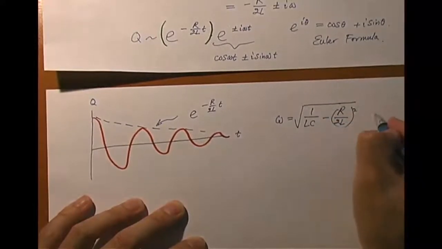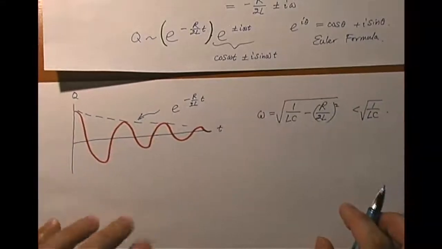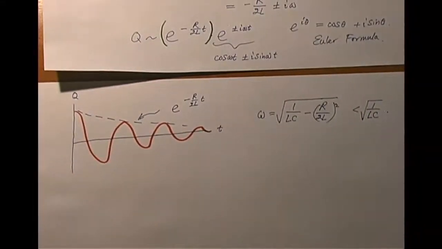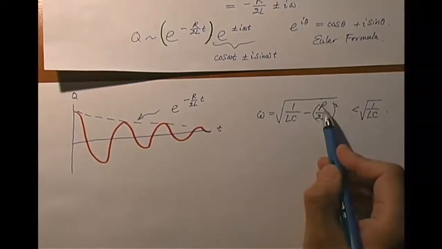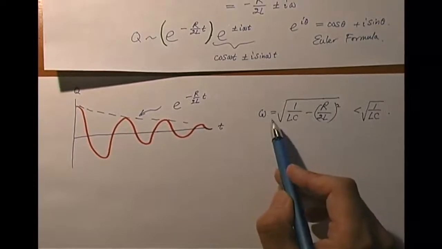Take a close look. This is less than the square root of 1 over LC. See that? What is the square root of 1 over LC anyway? That was the angular frequency of what? Of the LC circuit without the resistance. Now we said that with the resistance, we expect omega to be a little bit less. We expect the oscillation to slow down a little bit because of the resistance, right? And that indeed is true. You see, with R here, you have a smaller omega.